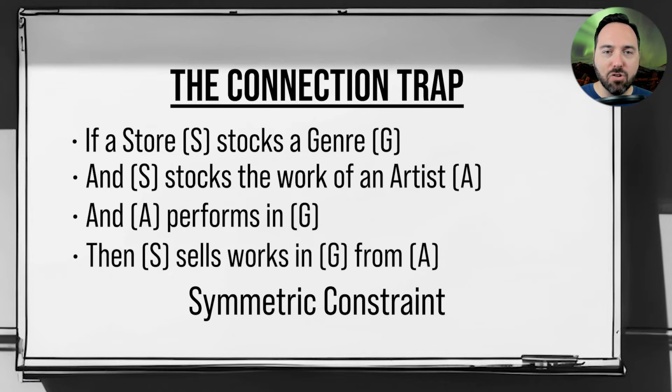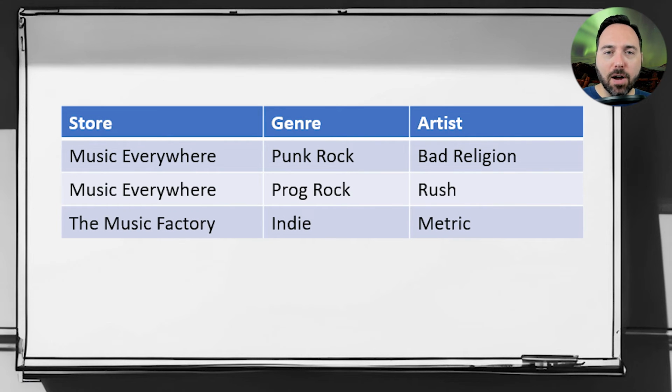into the connection trap. Here is a relvar containing content for 2 stores, each of which carries specific genres and artists in those genres. If we need all 3 attributes to determine which combinations are valid and which are not, then we are already in 5th Normal Form. In other words, the symmetric constraint does not hold in that scenario.